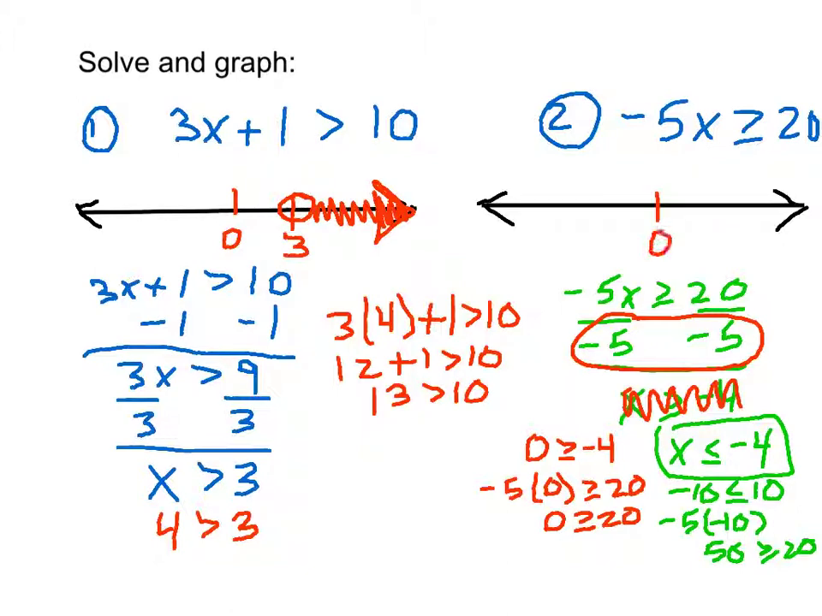So I'll mark my 0. I'll mark my negative 4. It will have a closed circle, a filled-in circle, because we have less than or equal to, right? Since it's or equal to, that number negative 4 will satisfy this inequality, so that's why we need to include it on our number line. And now all the numbers that are less than negative 4, well, that's all the way down here.